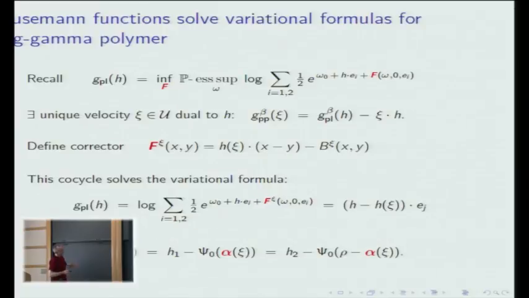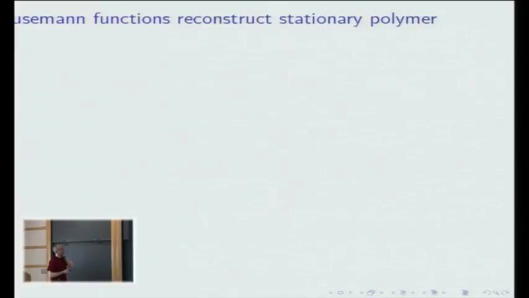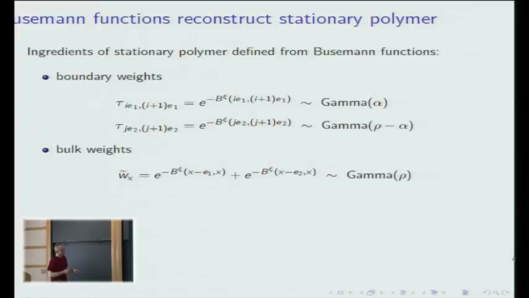Okay. So that's one thing that the Busemann functions give us. They solve these variational formulas. So let me mention a couple other things that the Busemann functions give. They also reconstruct the stationary polymer itself. So remember, the stationary polymer had two ingredients. It had the bulk weights and the right boundary weights to make things stationary. I can define all that stuff just from the Busemann functions themselves.